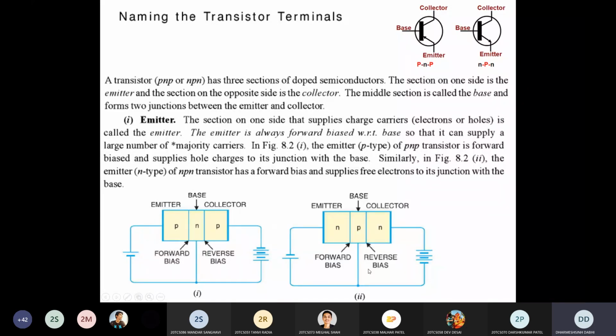Exactly the same happens in the NPN type of transistor. You can see that the N layer terminal, that is the emitter terminal, is now connected with the negative, and the P type base is connected with the positive. So again it is forward biased, and again the collector junction is reverse biased. So remember that the emitter junction is always forward biased, whether it is a PNP or NPN transistor. Clear? So this is all about the emitter terminal.